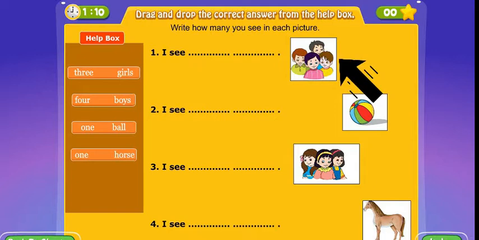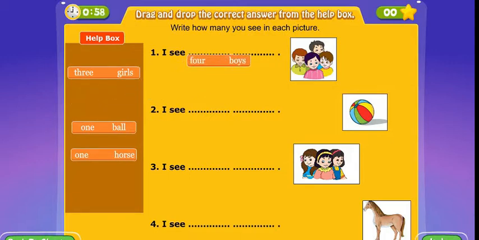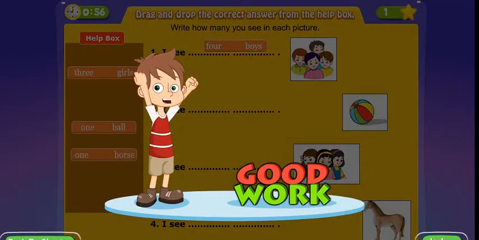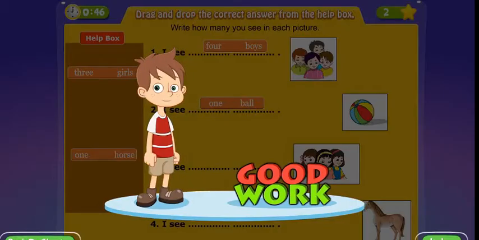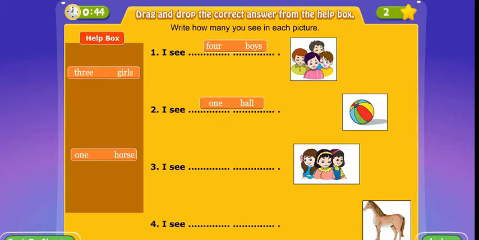Like in the first picture, I see, what you will see? 1, 2, 3, and 4. Four boys. So here is written I see four boys. Next is I see. क्या देख रहे हैं आप next picture में? One ball. एक ही ball है ना? So we will write here one ball. यहाँ पे ज़्यादा boys थे तो हमने इसके पीछे s लगा दिया, right?